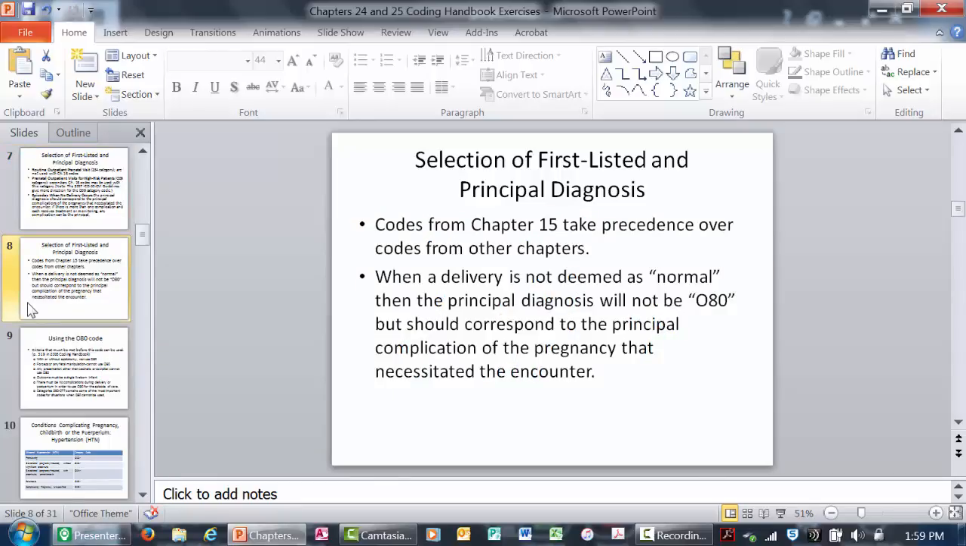Reminder again, Chapter 15 codes take precedence. What that means is what a veteran coder told me once: for a pregnant woman, you assume anything that happens affects that pregnancy unless the physician has documented otherwise. Let me say that again. Unless the physician has documented otherwise, you assume that a condition a woman comes into the hospital with is affecting her pregnancy.